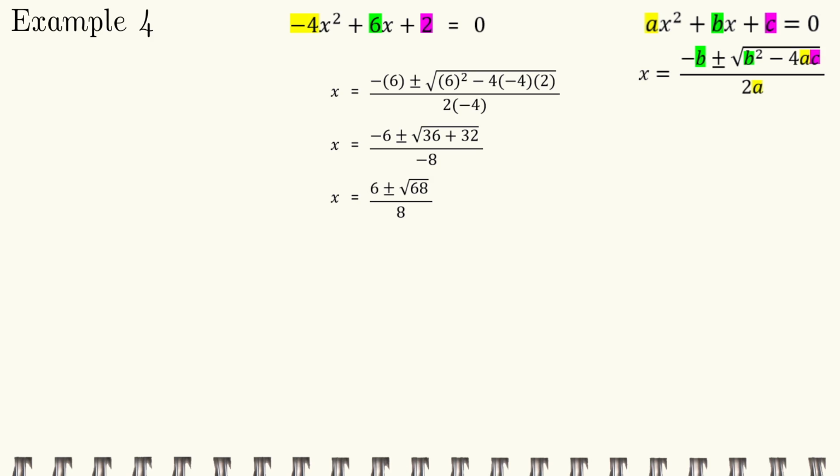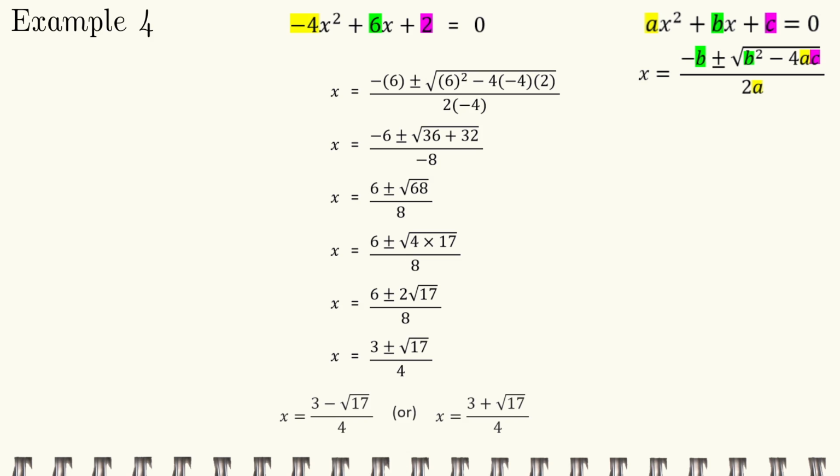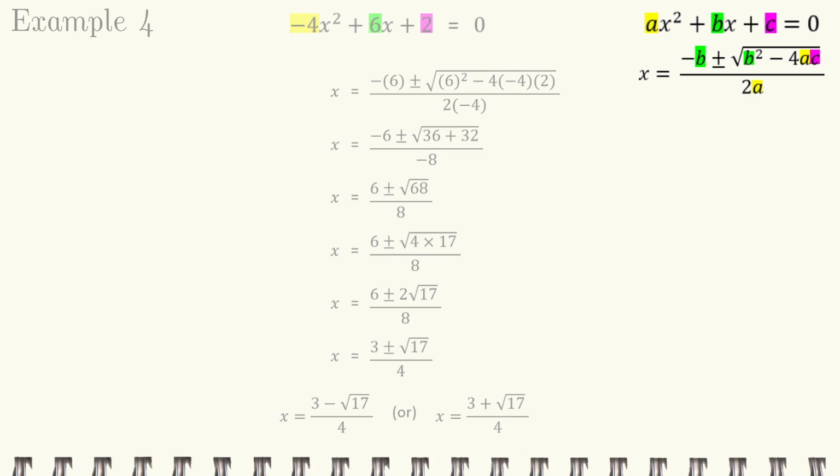Once again, we can divide our value inside the square root, 68, by some factor. In this case, it is 4 times 17. The square root of 4 is 2. And now we are able to simplify our equation down to 3 plus minus the square root of 17 divided by 4. Alright, guys, let's keep it up.